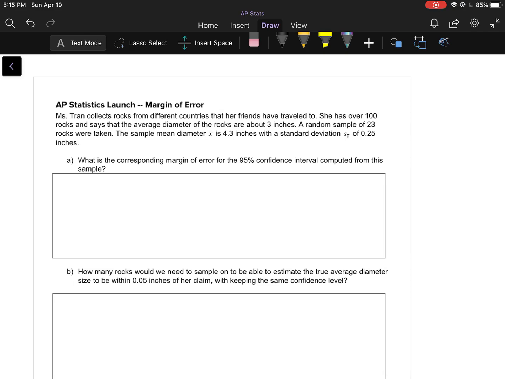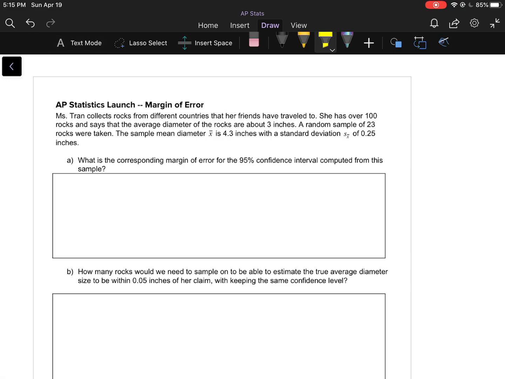She has over 100 rocks and says that the average diameter of the rocks is about 3 inches. A random sample of 23 rocks was taken. The sample mean diameter x bar is 4.3 inches with a standard deviation Sx of 0.25 inches. What is the corresponding margin of error for a 95% confidence interval computed for this sample?